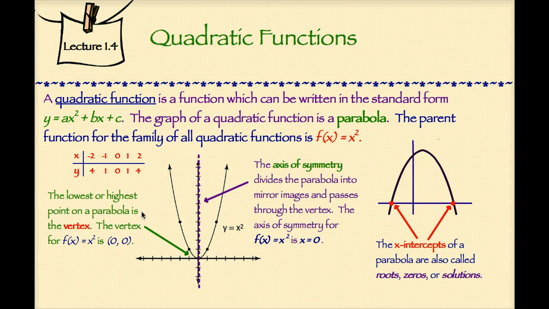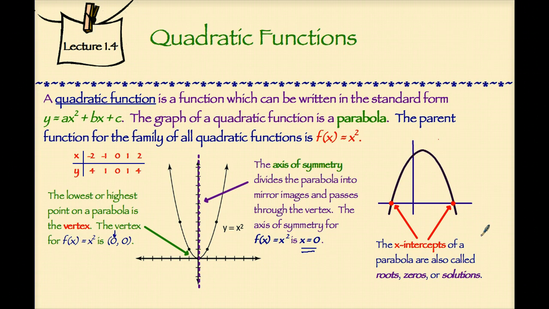The lowest or highest point on a parabola is called the vertex, and for the parent function, the vertex is 0, 0. We also have another feature, the axis of symmetry, which I've drawn as this dotted line here. It divides the parabola into mirror images and passes through the vertex. The axis of symmetry for this particular function is x equals 0. Now I want you to notice that this is an equation of a line. I'm not just saying an x coordinate is 0. I'm saying x equals 0 is the equation of this vertical line. It will always match the x coordinate of the vertex since the vertical line goes through the vertex.